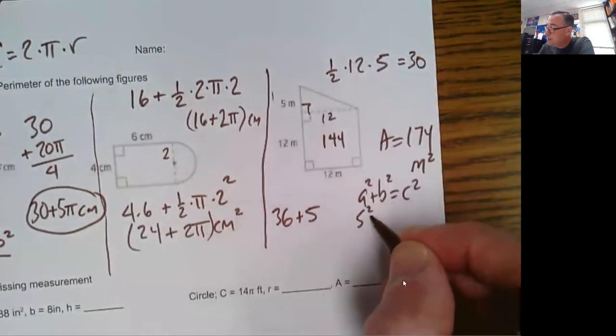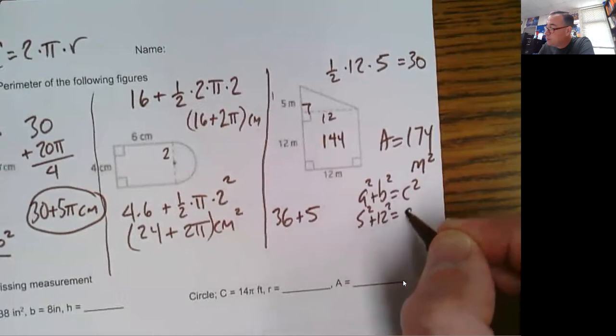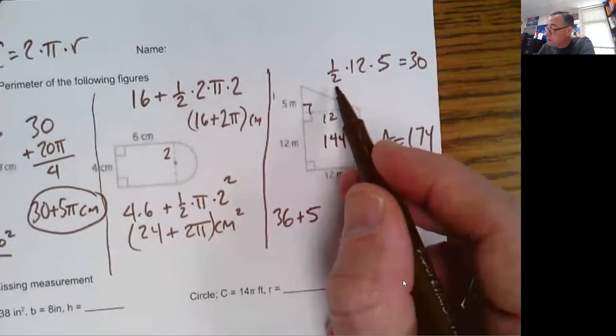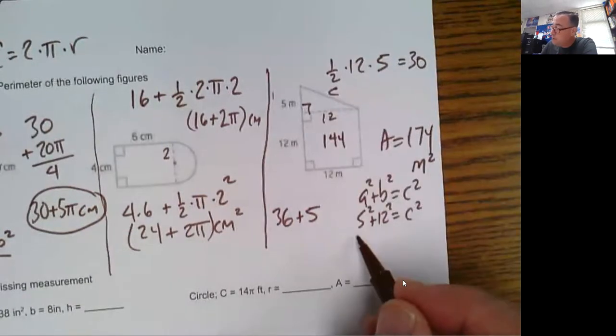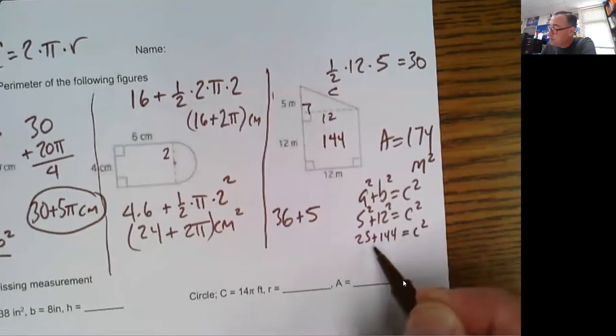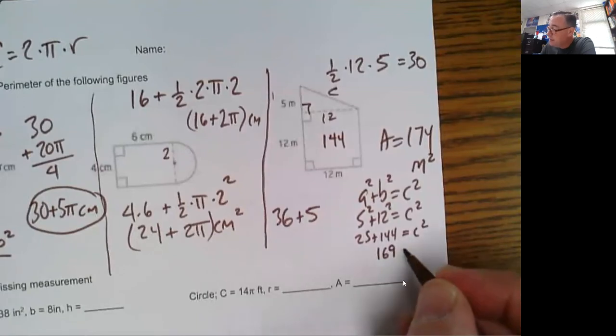So 5 squared plus 12 squared is going to equal c squared. And now we do the math. So this will be our c. 5 squared is 25, 12 squared is 144, is equal to c squared. This is 169, is equal to c squared.